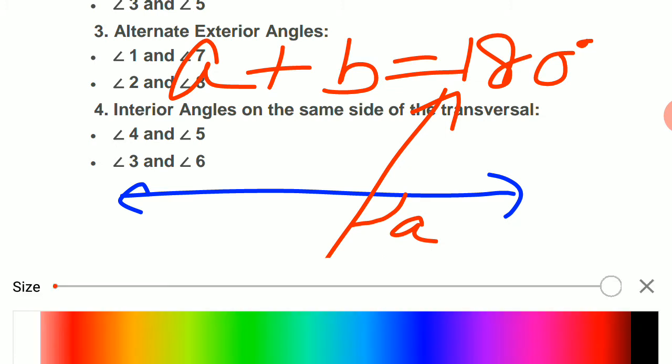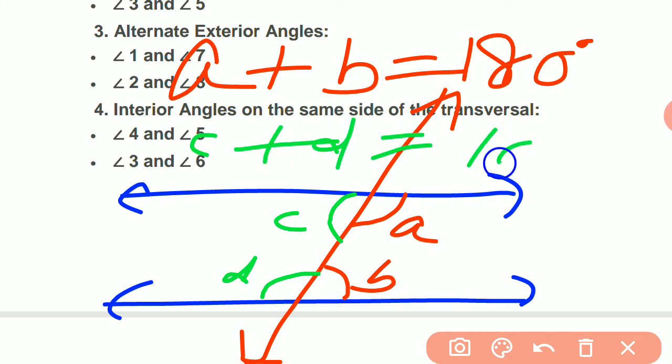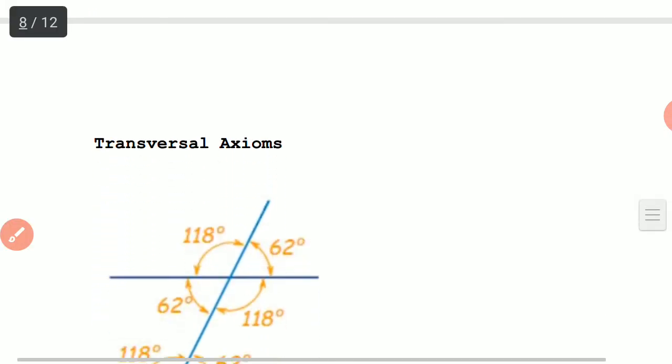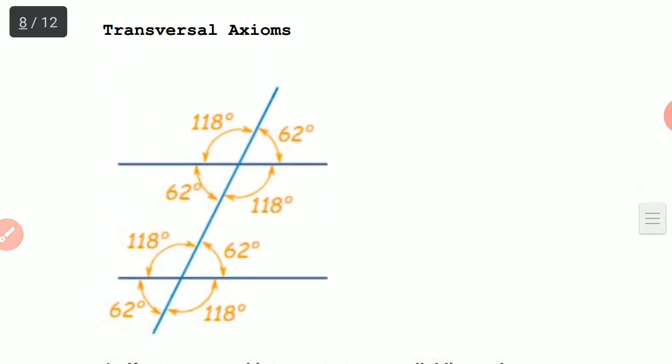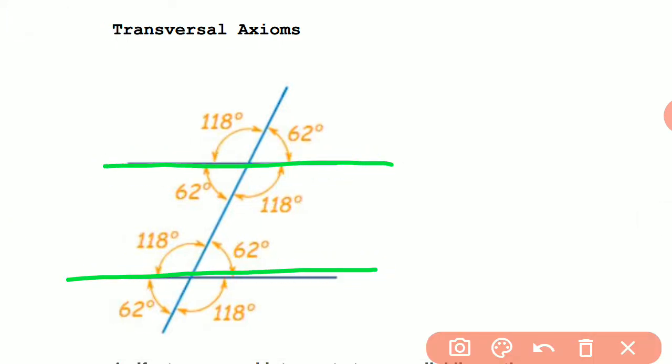Similarly, this angle is also an interior angle on the same side of the transversal. Suppose this is C and this is D, then the sum C plus D equals 180 degrees. Interior angles on the same side of the transversal are supplementary. So if these two lines are parallel, then the pairs of corresponding angles, alternate interior angles and alternate exterior angles will be equal.